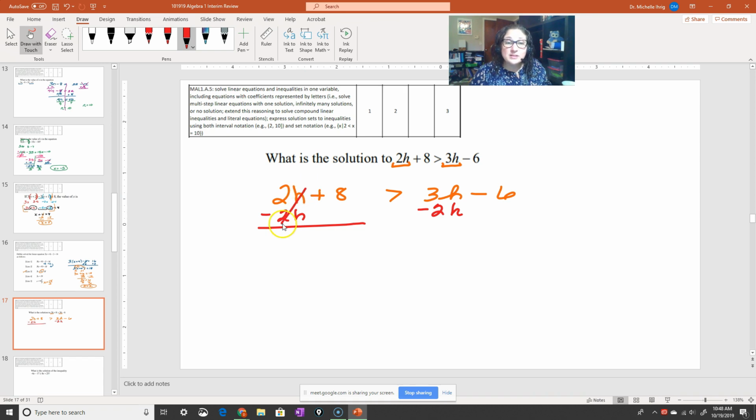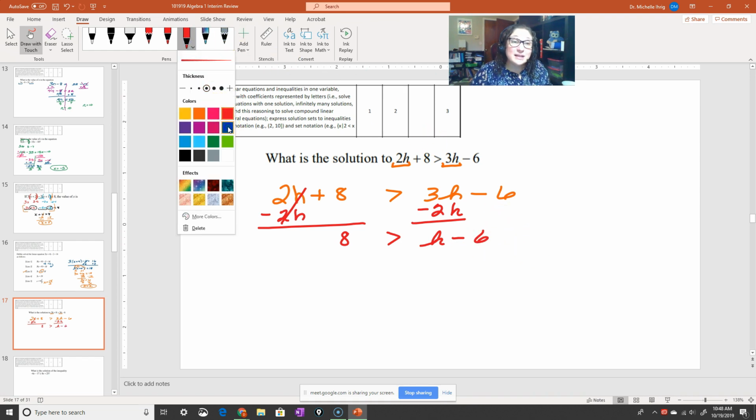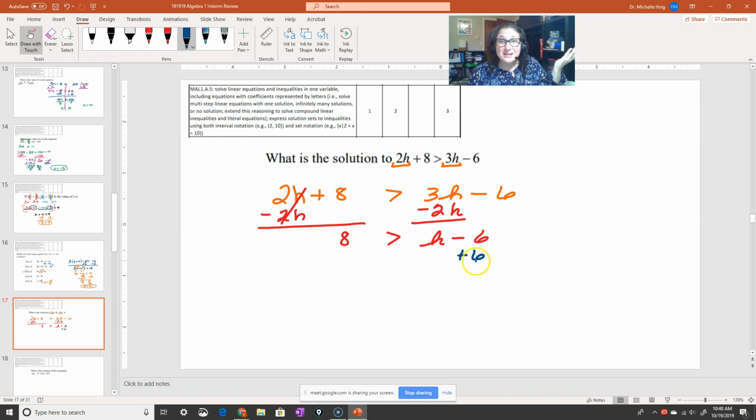2 minus 2 is 0. The 8 comes down. The sign stays the same. I didn't multiply or divide by anything. And then I've got 3 minus 2, which is 1. So I'm just left with h and then the minus 6. Now I do my next step. Remember, our goal is to get the h by itself. So the opposite of subtracting 6 is adding 6. So I'm going to do plus 6 on both sides. These cancel. My h comes down. Then I have this. 8 plus 6 is 14.